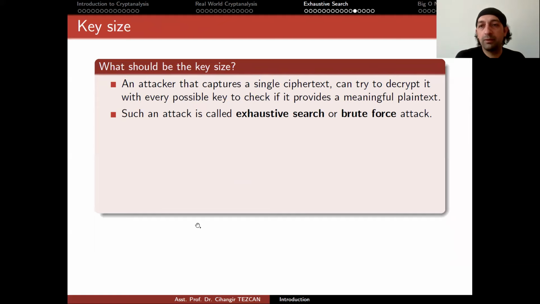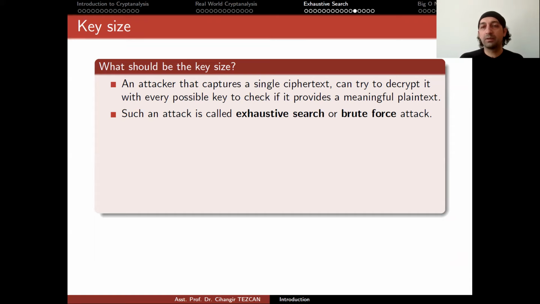In order to see that, we have to see how the exhaustive search works and how many operations we can perform in a second. An attacker that captures a single ciphertext can try to decrypt it with every possible key to check if it provides a meaningful plaintext. Or in practice, we can do something easier. We capture a plaintext and the corresponding ciphertext.